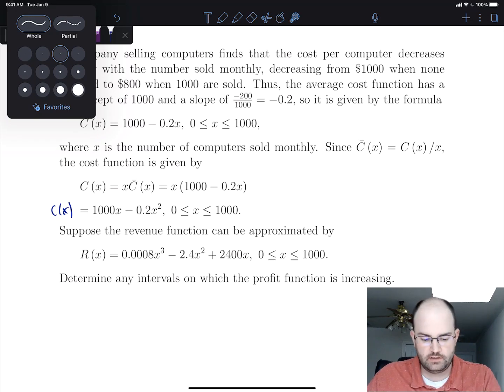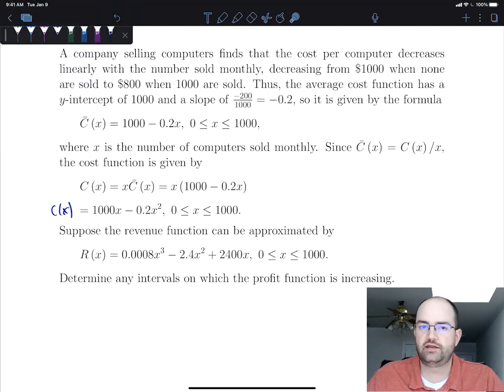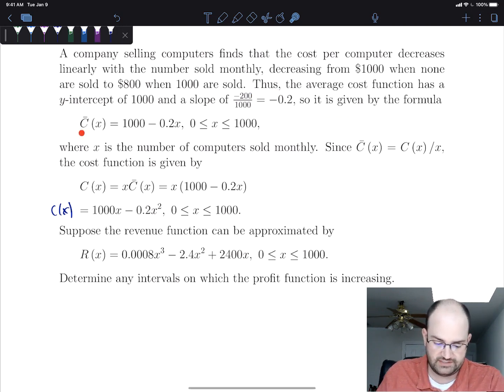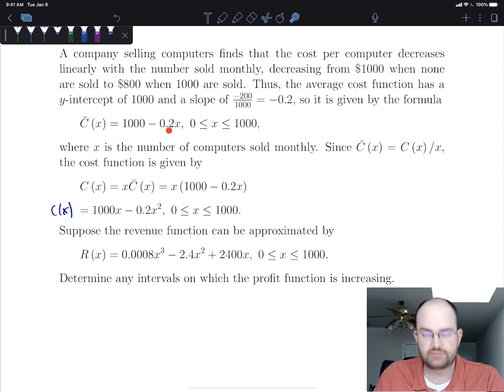Hello. In this video, we want to look at an application. A company selling computers finds the cost per computer decreases linearly with the number sold monthly, decreasing from $1,000 when none are sold to $800 when 1,000 are sold. Thus, the average cost function has a y-intercept of 1,000 and a slope of -200 over 1,000 because it went down $200 when 1,000 were sold. So negative 200 over 1,000 simplifies to -0.2. So it's given by the formula C bar of x equals 1,000 minus 0.2x.